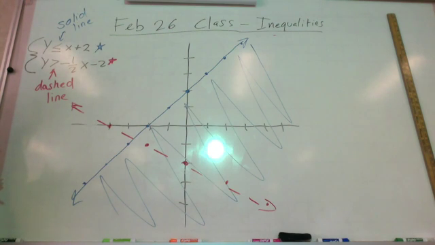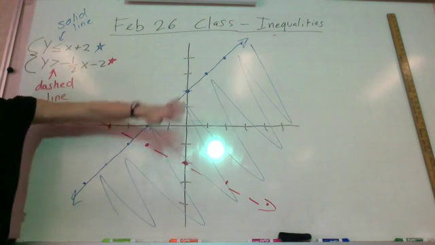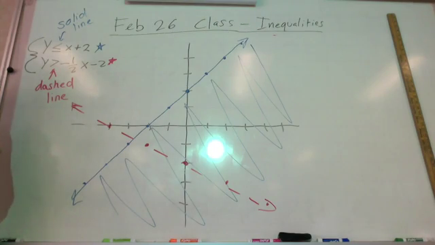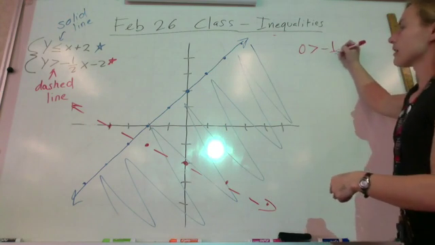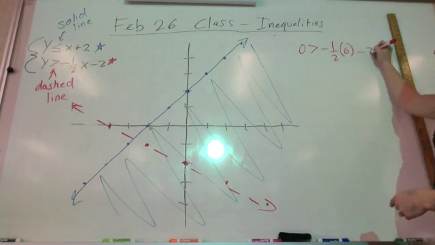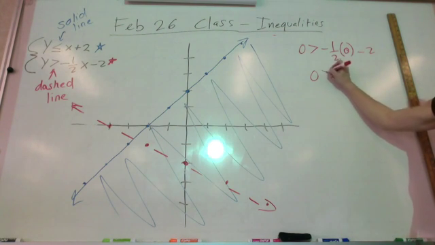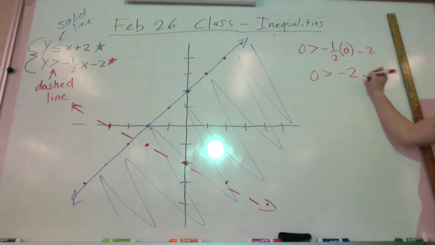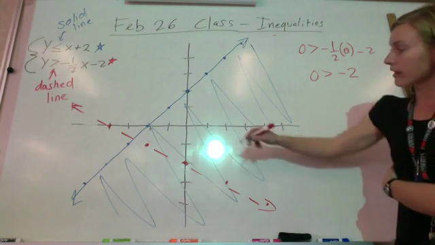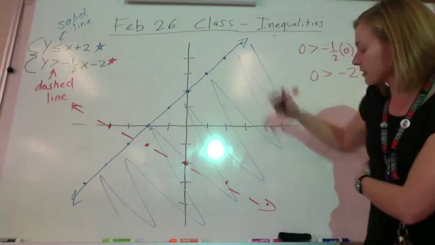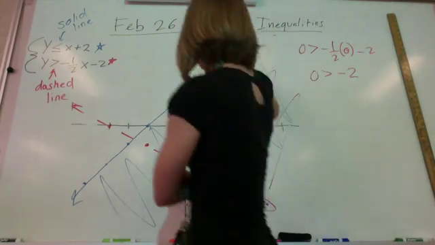So now I need to figure out if I need to shade this side of the line or that side of the line. So what point do I like to use to test? 0, 0. So let's try that. I'm going to put in a 0 for y, and a 0 for x, and we'll see if it works. Does it work? Yeah. So everything above that line, everything on the side of 0, 0, is going to be shaded.